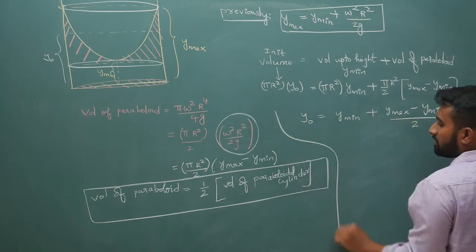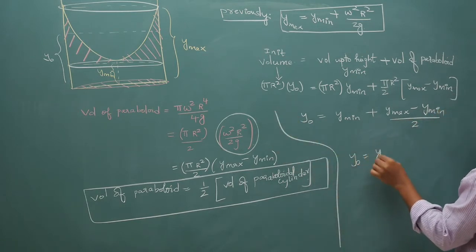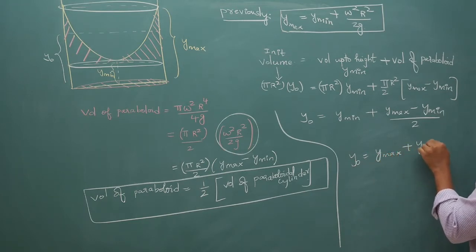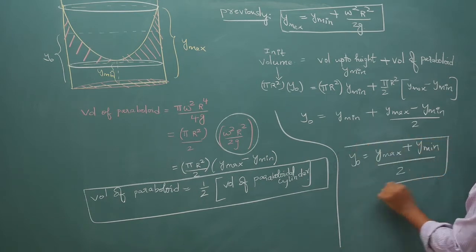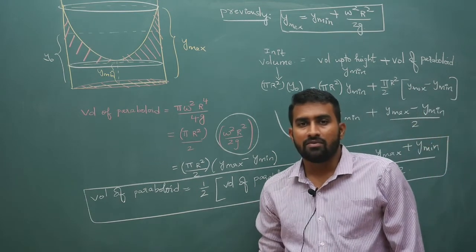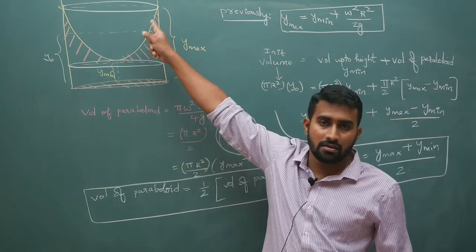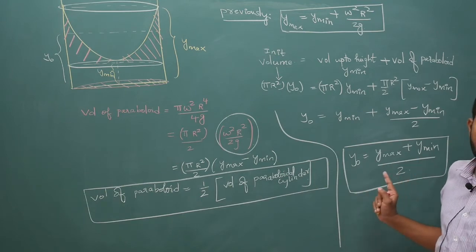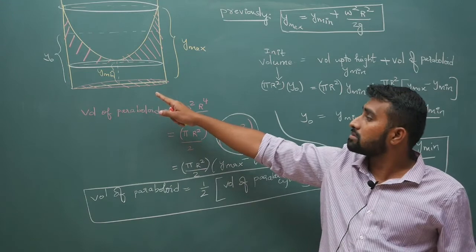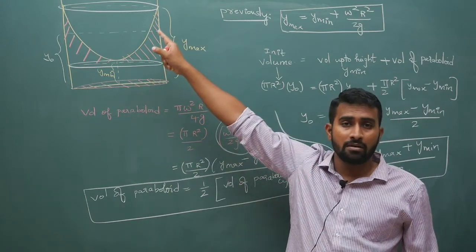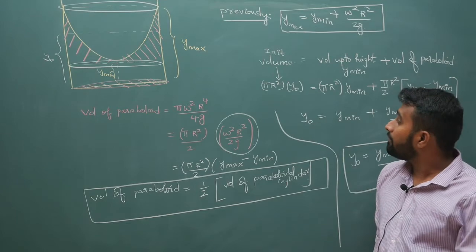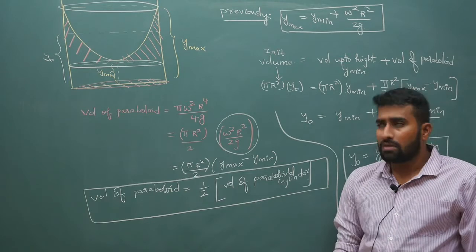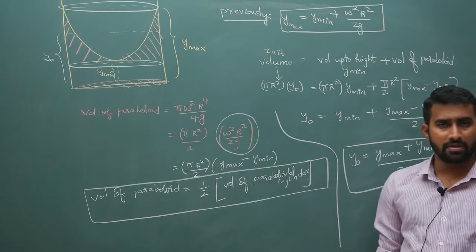If you simplify this further, you get y naught equal to y max plus y min by 2. That means your original height lies between the minimum height and maximum height, since y naught equals y max plus y min by 2. So the original height is the average of the minimum and maximum height. With these relations you can solve almost any problem, so let us directly enter into some basic problems.